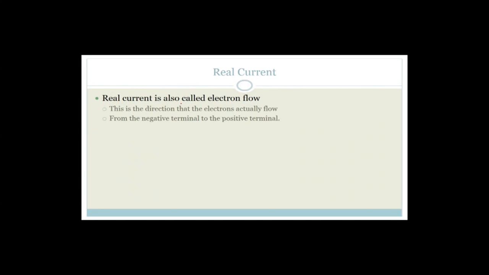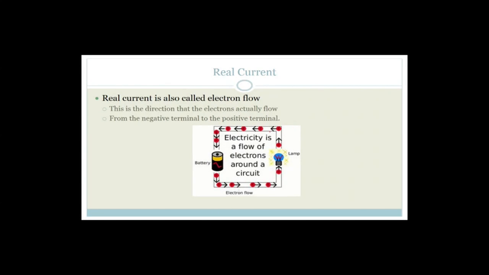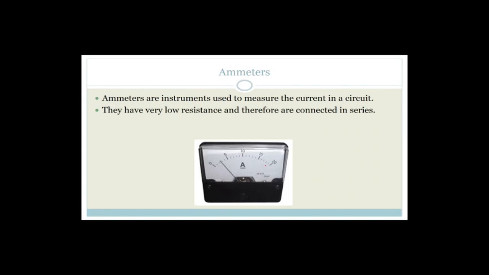So like I said, the real current is also called the electron flow, and it's always in the direction that the electrons actually flow, so from the negative terminal to the positive terminal. So there is a little picture to explain what I've just said. Right, now let's talk about ammeters and voltmeters. And again, this is revision. You should know this stuff, okay?